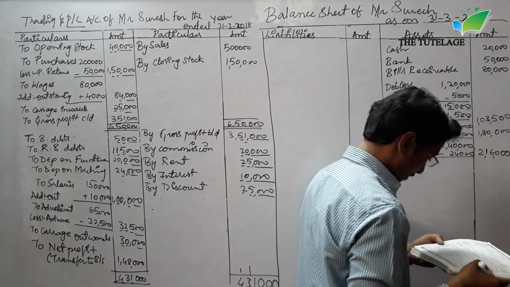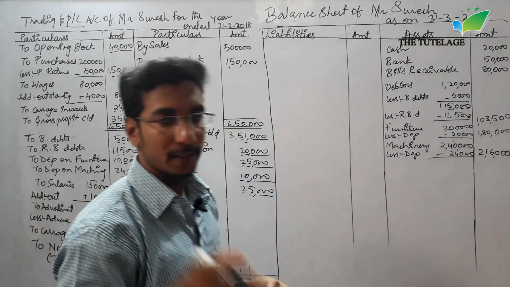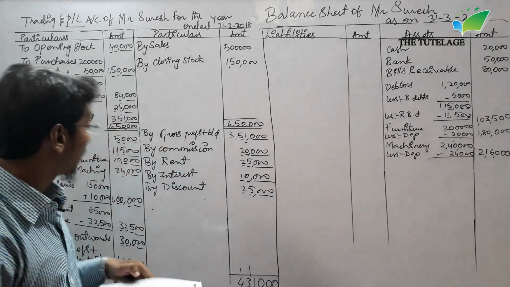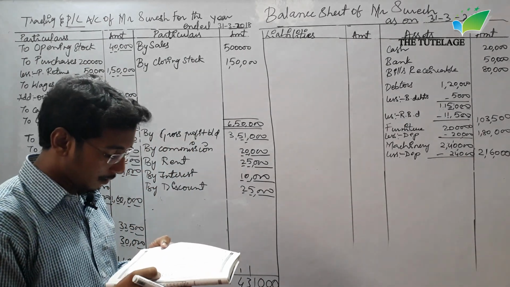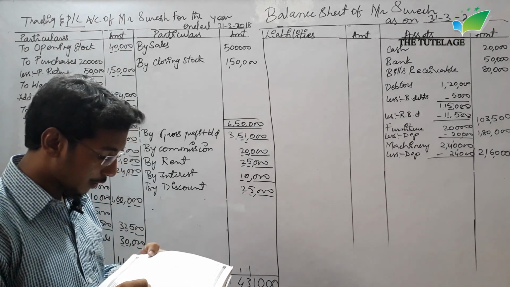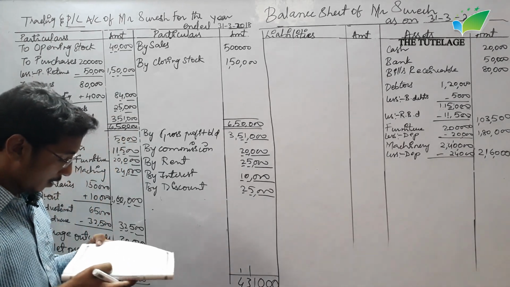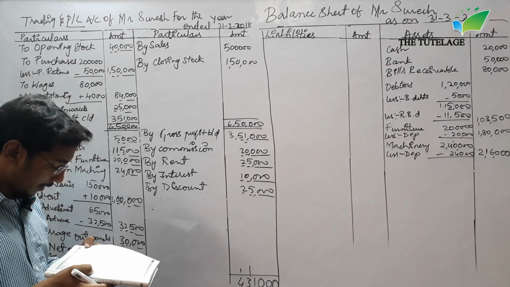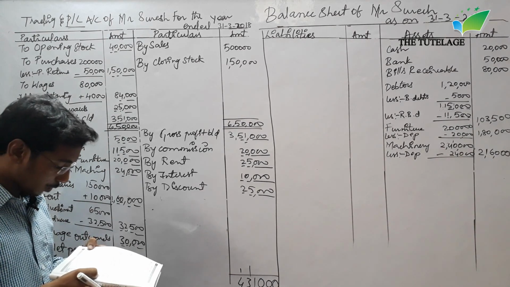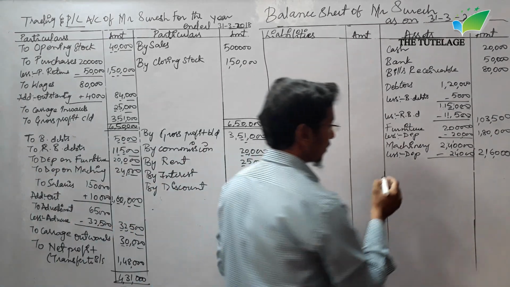2,16,000. Next one, purchases. Purchases we have already written on the debit side of the trading account. Don't write twice. Wages also written, salaries also written, advertisement also written, carriage inwards also written, carriage outward also written. Buildings are left.